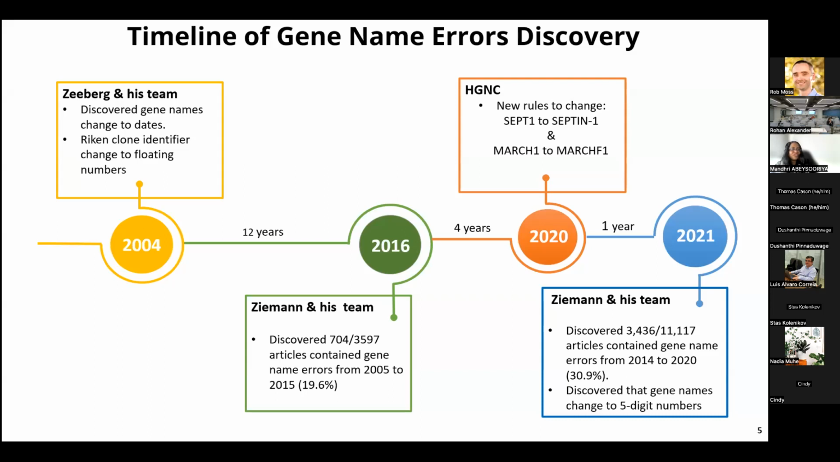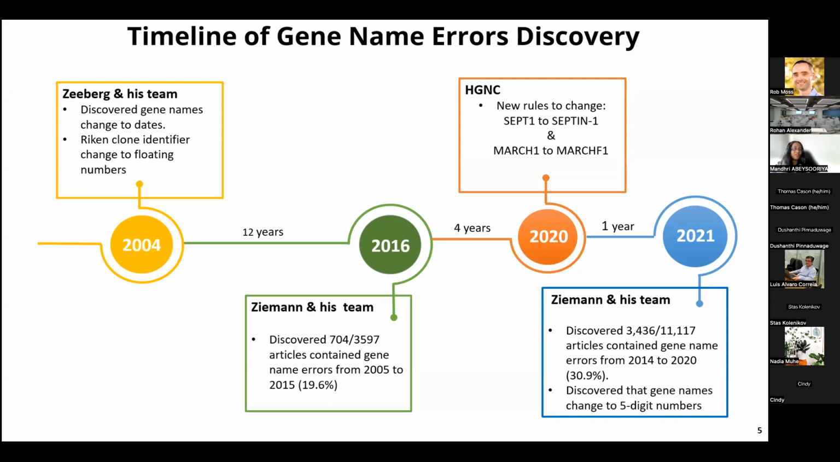Gene name errors are an issue discovered 19 years ago by Zeeberg and his team in 2004. They discovered that gene names tend to convert to dates, and moreover, RIKEN clone identifiers also tend to change to floating numbers. The RIKEN clone identifier is like a unique identifier given to a specific coding sequence of the DNA.